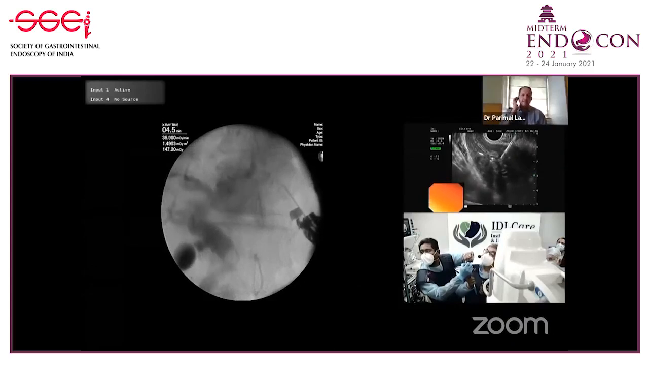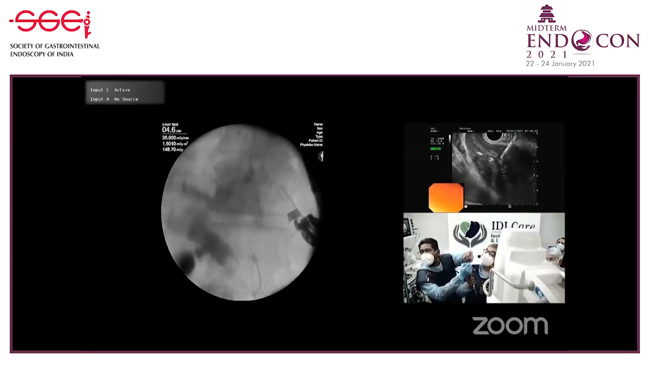I think we have gone in a branch, not in the main duct. It's not going in the direction that we want.